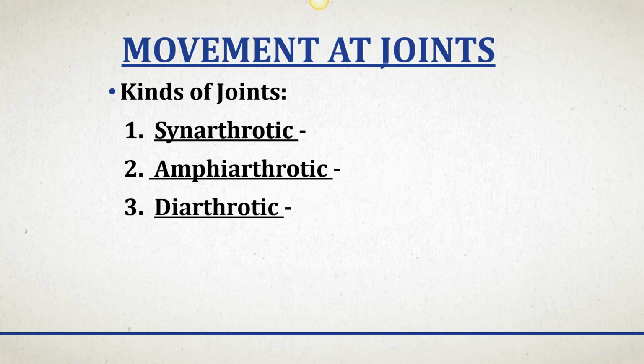Amphiarthrotic, slightly movable. An example would be at the end where the tibia and fibula come together. So those bones in the ankle kind of slightly move past each other. Diarthrotic or freely movable, this is what we think of usually when we think of joints. So our joints in our elbow, our shoulder, our hip, our knee, all of those are diarthrotic joints. They're freely movable.